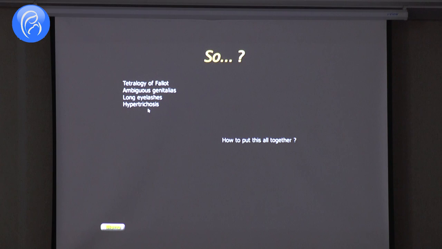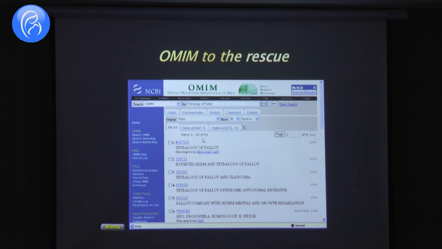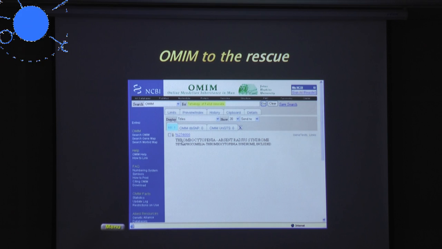Does it make a difference? How do we put this together? Well, we can go into OMIM and we can put tetralogy of Fallot, and there are 61 articles. That's a lot of time to worry about. So we need to make a shortcut. So let's put tetralogy of Fallot with neonates, and we have only one article. And this is thrombocytopenia absent radius syndrome, the TAR syndrome. That's not at all what this baby had. So this was the wrong direction.